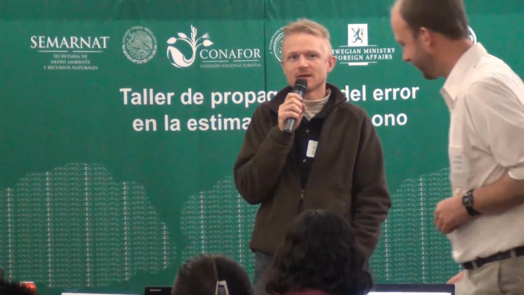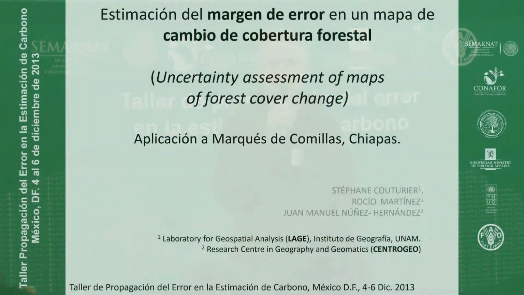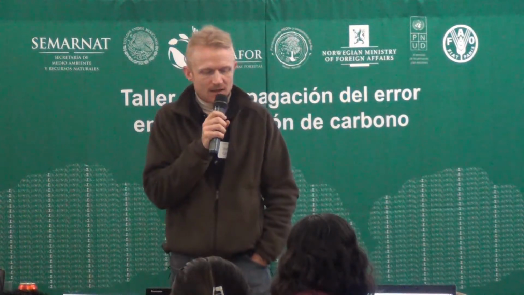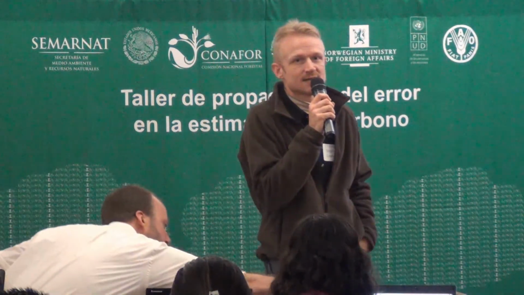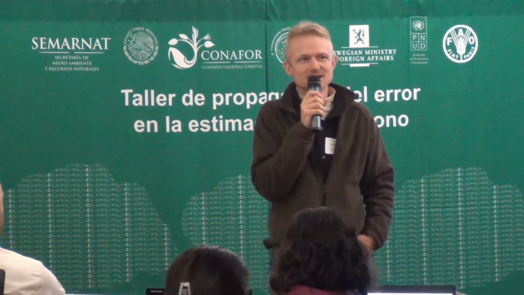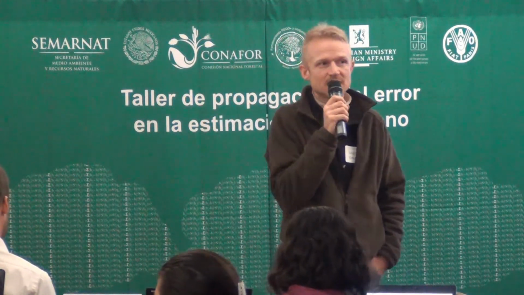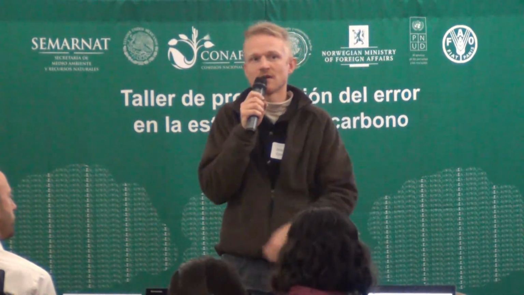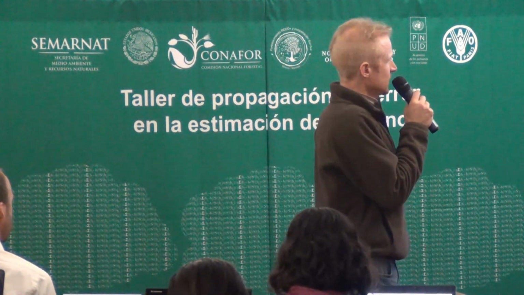So I'm going to bring to you an exercise that is related to the assessment of uncertainty in forest cover change maps. And the aim of this exercise is to stimulate reflection and discussion about how this might be useful in the chain, the flow chart of the error propagation in carbon estimates over time.